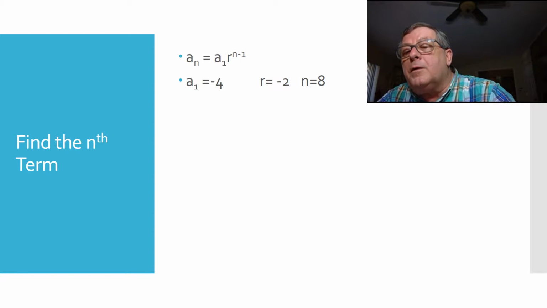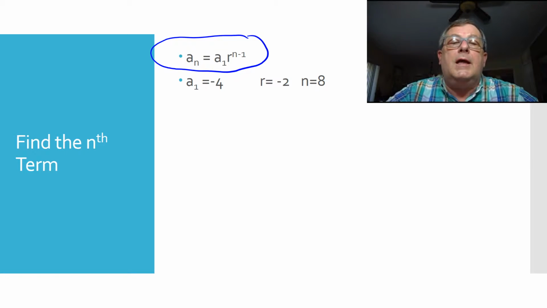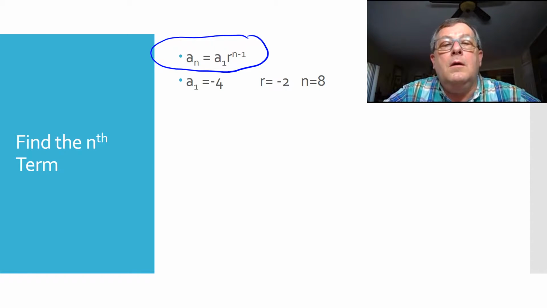Now, to find the nth term in a geometric sequence, we are given a formula, right up here at the top. So we have an equals a1 r to the n minus 1. Let's go over what those numbers mean. An is the number of the sequence that we're trying to determine in this case. Sometimes it's going to be the last number in the sequence, but right now we're just trying to find an. A1 is the first number in the geometric sequence. R is the common ratio.